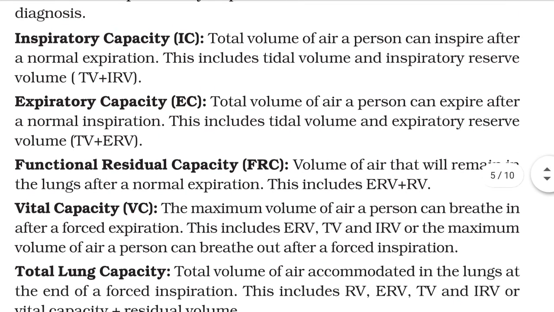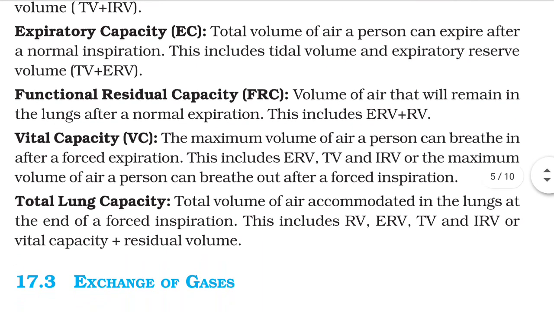Inspiratory capacity. With inspiration, how much amount of air can be accommodated by the lungs? It is the total volume of air a person can inspire after a normal expiration. So this includes the tidal volume plus inspiratory reserve volume. Assume the tidal volume is 500 and the inspiratory reserve volume is 3000 ml. So the total will be 3500 ml.